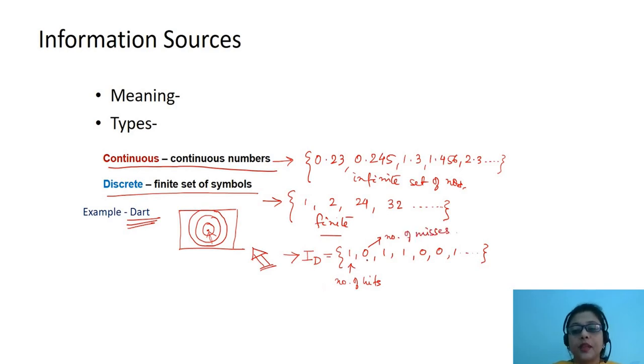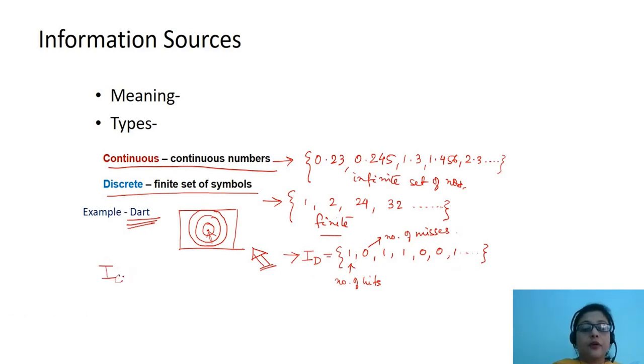Okay. So when we are hitting at the central point, we write it as 1, and when we are not hitting at the central point, we write it as 0. So these are the number of hits and number of misses. The first 1 means we have hit it properly. The second 0 means we have not hit it properly, and so on. So this is giving us a discrete information source.